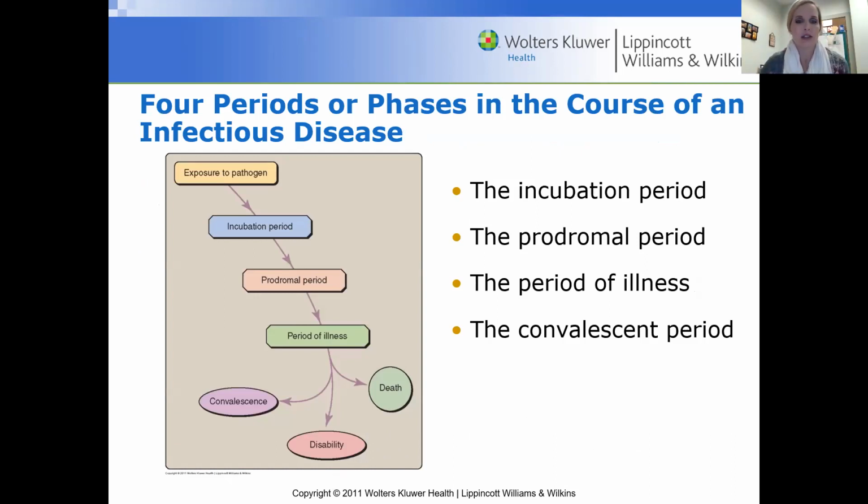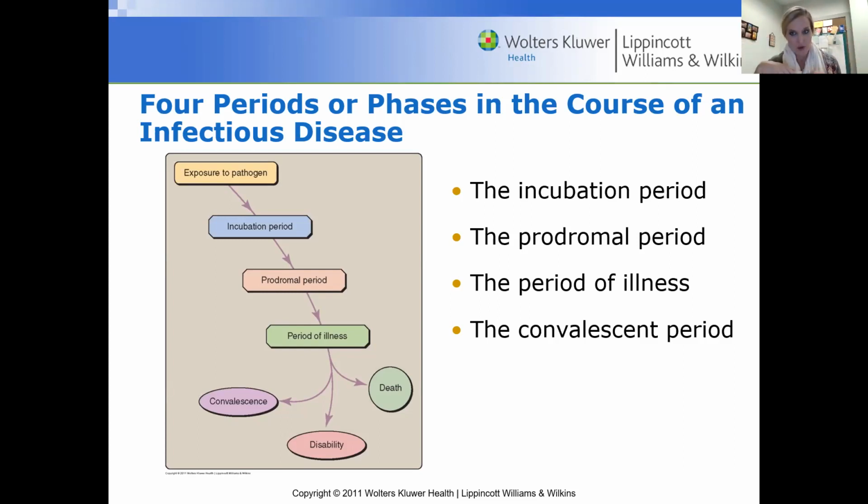So here's what happens. The 4 periods or phases in the course of an infectious disease. What happens, there's the incubation period. So that is where we've been exposed to the pathogen and it makes its way into our body. That pathogen's kind of just hanging out right now. We don't feel any signs and symptoms of anything, but it's there.